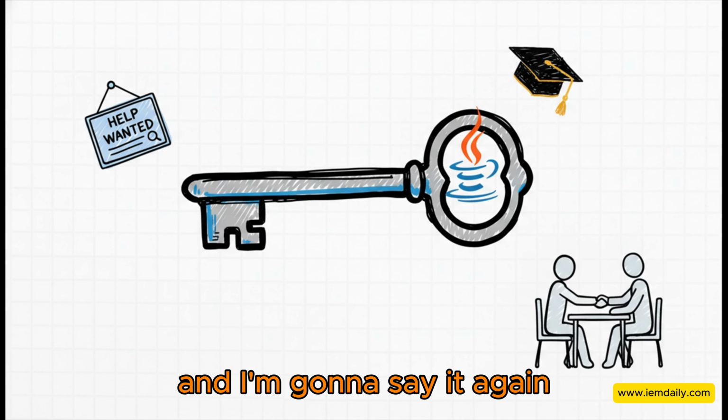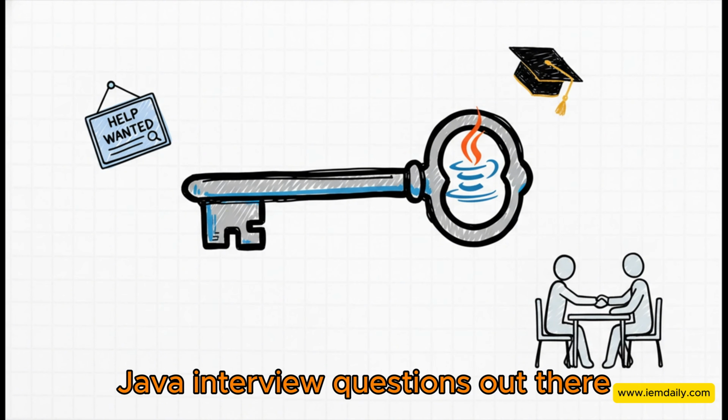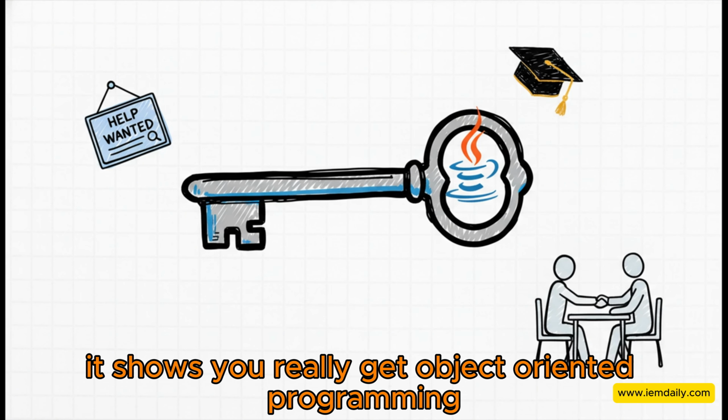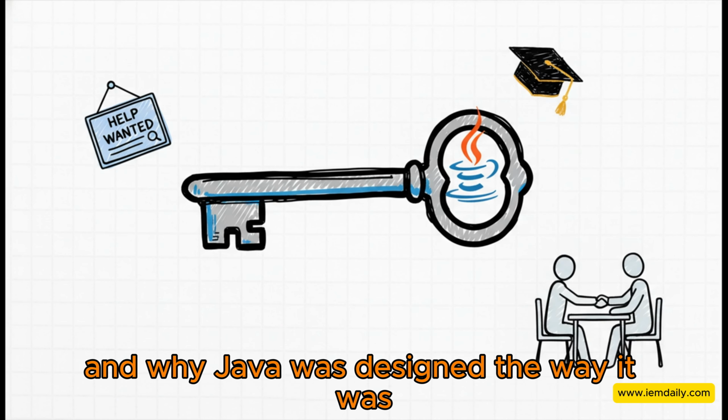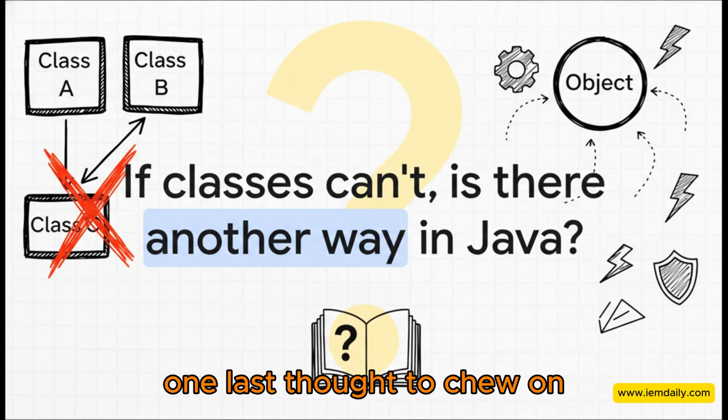And I'm going to say it again, you really have to remember this. This is one of the most classic Java interview questions out there. If you can clearly explain the ambiguity problem, it shows you really get object-oriented programming and why Java was designed the way it was. So I'll just leave you with this one last thought to chew on.